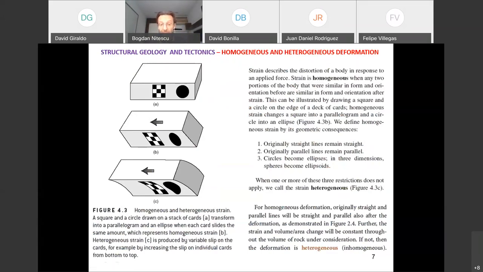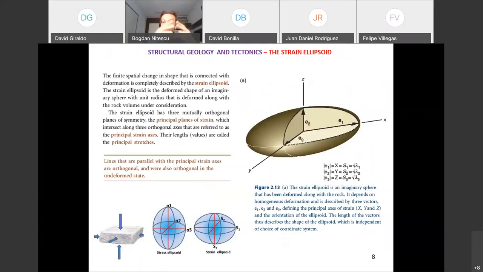What happens, and in this definition, it adds one more thing. It says, when you have homogeneous deformation, circles become ellipses. So this circle becomes an ellipse here, whereas here it is no longer an ellipse, as you can see. And in three dimensions, a circle, if it's homogeneous deformation, will become an ellipsoid. An ellipsoid.